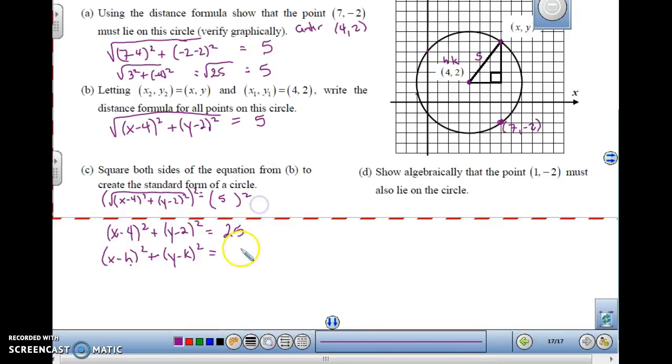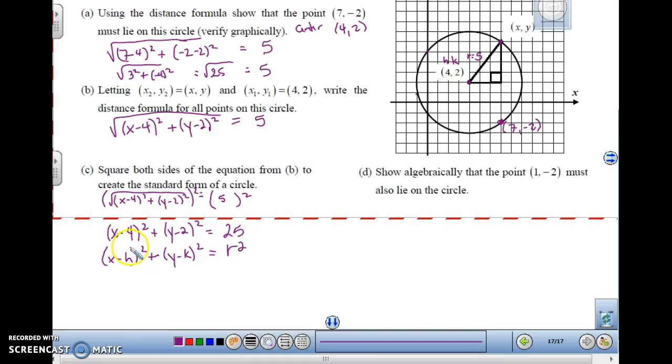Sorry about that. Getting a little ahead of myself. So 5 was the radius, so r squared would be the radius squared. So this is the equation of the circle: x minus 4 squared plus y minus 2 squared equals 25. So we just figured out the general equation.